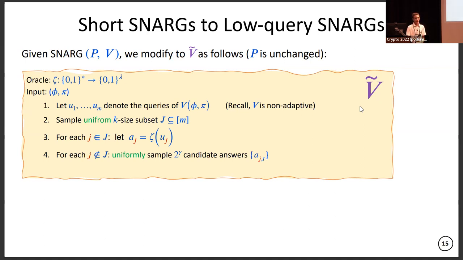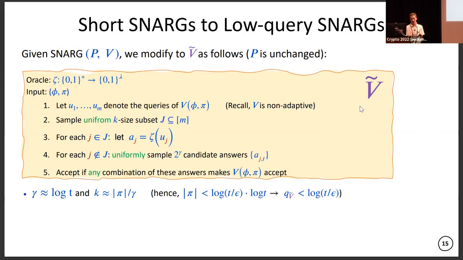So let me repeat that again to make sure everything is clear. We're going to query the indices in J as usual. And for indices not in J, we're going to query a really large number of candidate answers. And we accept if any combination of the candidate answers for the queries not in J, together with the random oracle answers to the queries in J, makes the original verifier accept. And this is well defined because the verifier is non-adaptive.